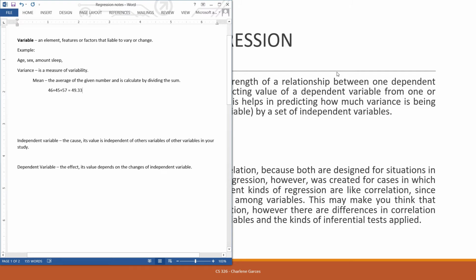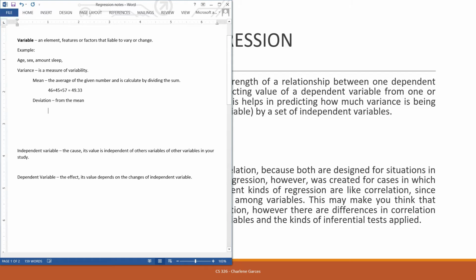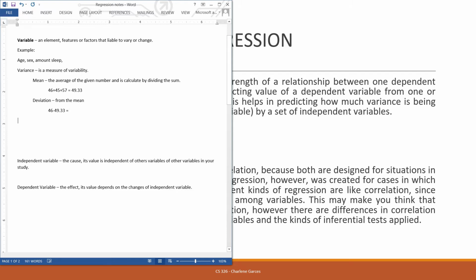So also variance involves deviation. You know what's deviation? Deviation is actually a deviation from the mean. We will discuss it one by one so that you will know. So when you say deviation from the mean, 46 minus 49.33. The answer with that will be the deviation.